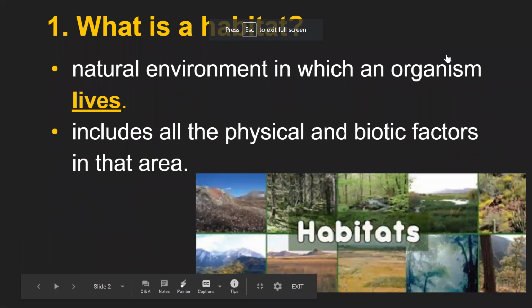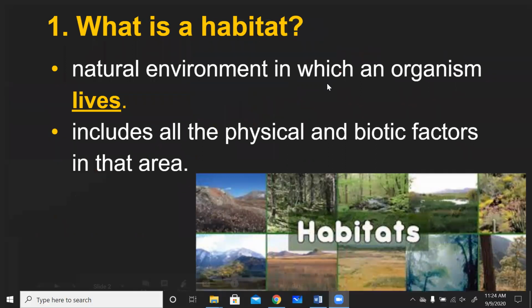First of all, I want to just go ahead and define a habitat for you. A habitat is a natural environment in which an organism lives. And a habitat specifically includes all the physical and biotic factors in that area. So anything that's alive in that area and anything that is not alive. And if you recall from the last lecture, I'm talking about biotic versus abiotic, living versus non-living things.